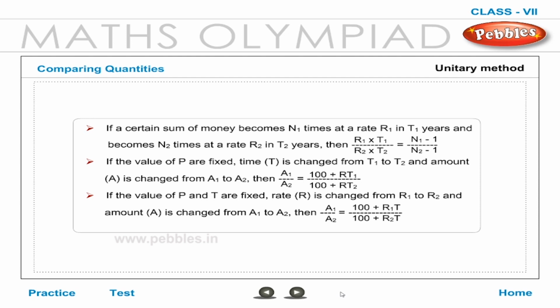If the value of P is fixed, time T is changed from T1 to T2 and amount A is changed from A1 to A2, then A1 by A2 is equal to (100 plus RT1) divided by (100 plus RT2). If the values of P and T are fixed, rate R is changed from R1 to R2 and amount A is changed from A1 to A2, then A1 by A2 is equal to (100 plus R1T) divided by (100 plus R2T).